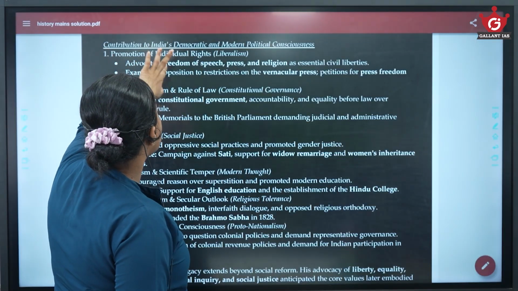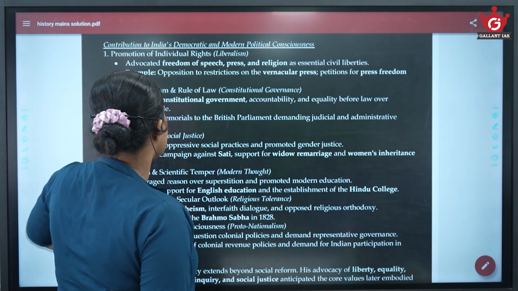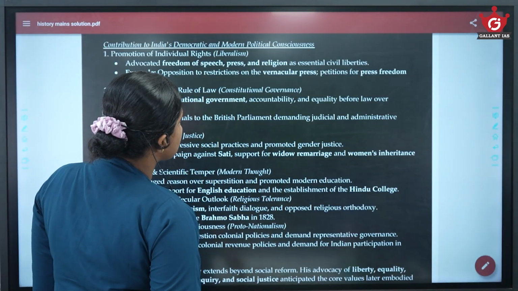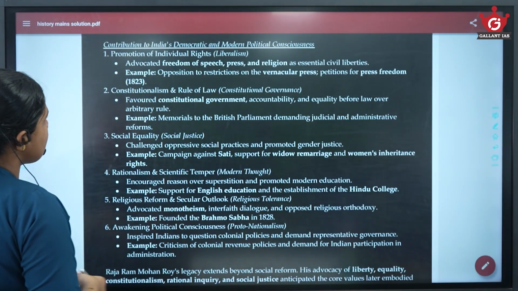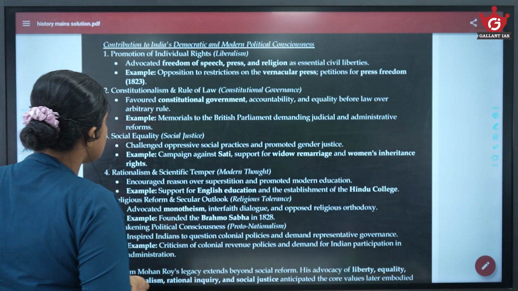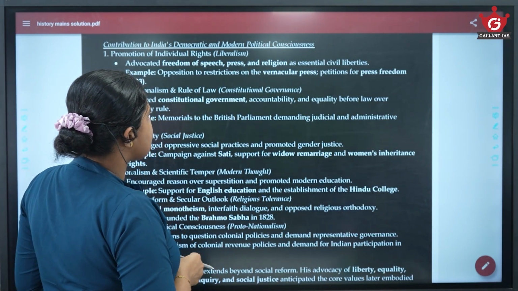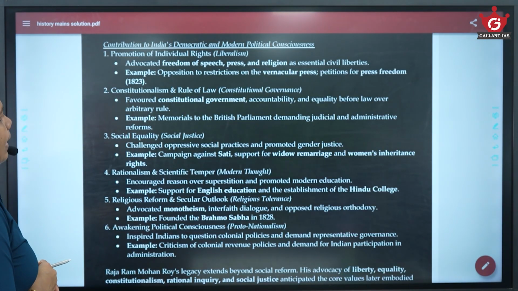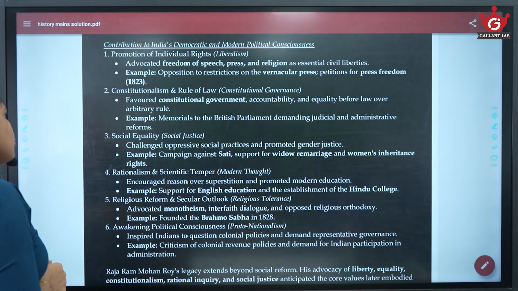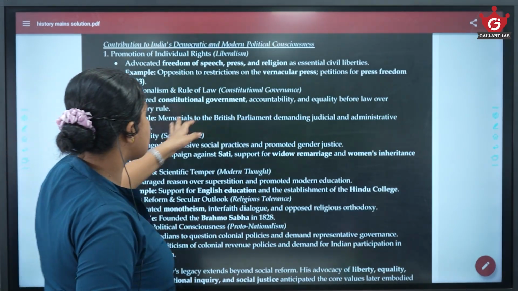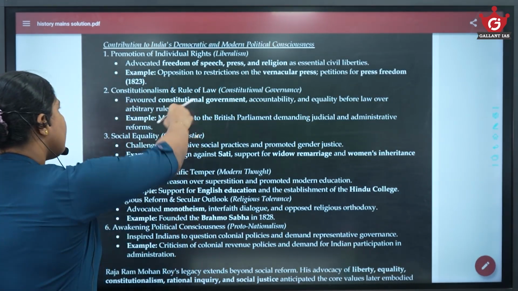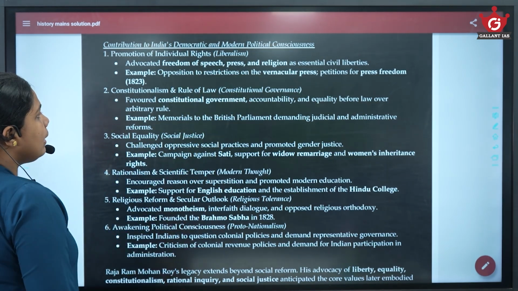First is the promotion of individual rights, which we call liberalism. He advocated freedom of speech, press, and religion as essential civil liberties. An example can be given as his opposition to the restrictions of the Vernacular Press Act. Secondly, constitutionalism and rule of law, which means constitutional governance. He favored constitutional government, accountability, equality.